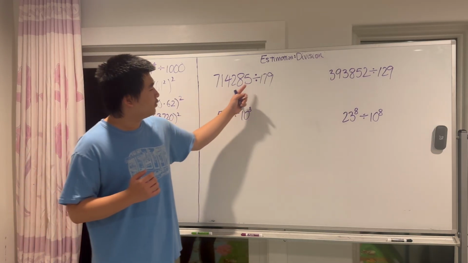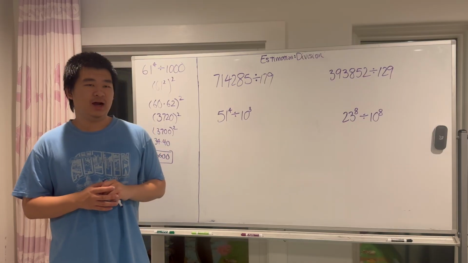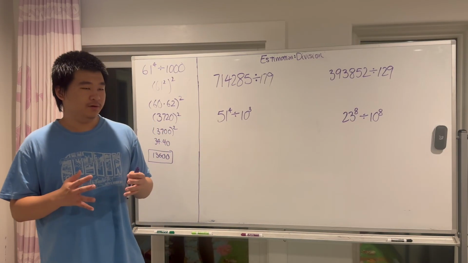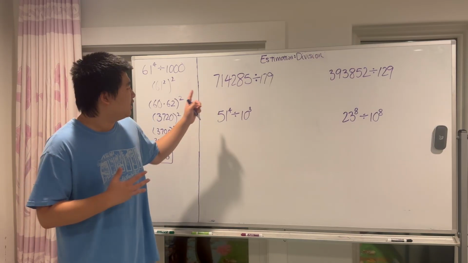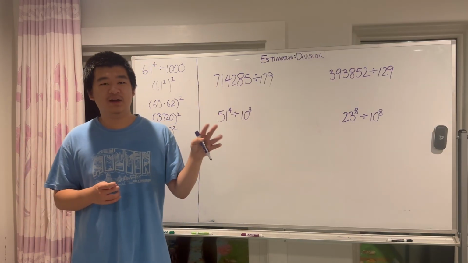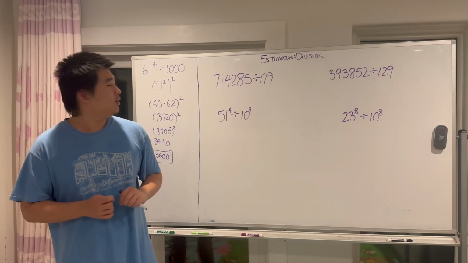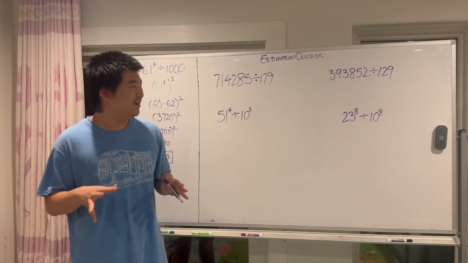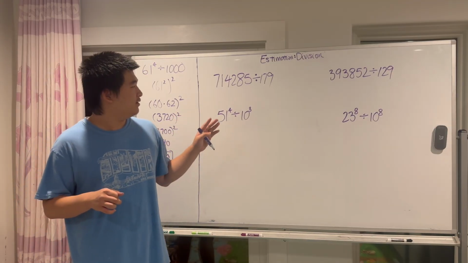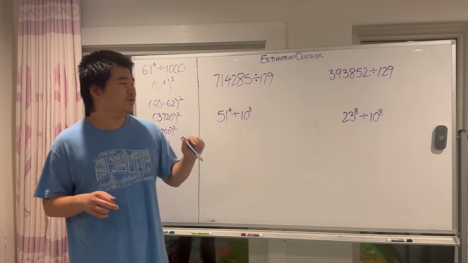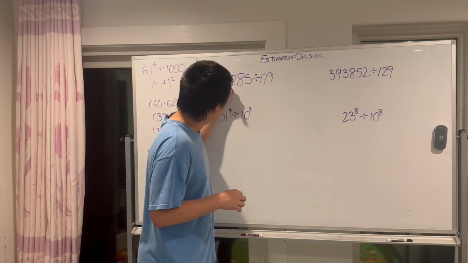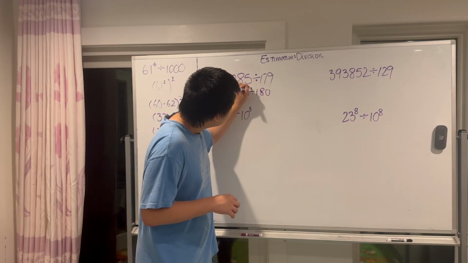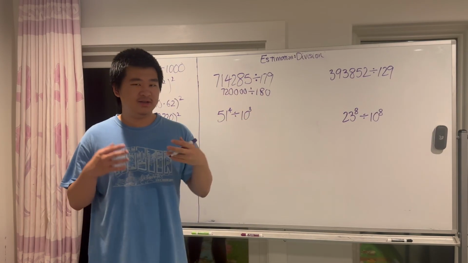For example, 714285 divided by 179. Now, this is a little bit mean of them because this is a trick question. If you, and hopefully you do, recognize 714285 as 5/7 times a million, if you do recognize that, don't do it. It's a trap, okay? 714285, the best route here is to actually approximate this as 720000 divided by 180, because this is 72 divided by 18, which is a whole number.